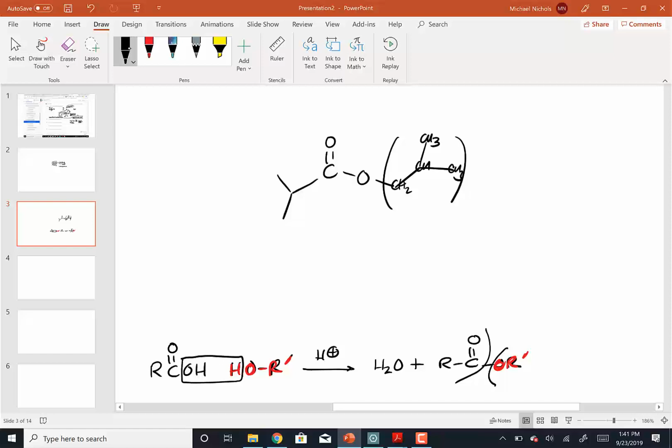It is isobutyl. 4 carbons total, so that makes it a butyl group. Is it a straight chained butyl? No, it's branched. Does it have an iso group? Yes. This is the iso group right here. The CH3, CH, CH3, so this is an isobutyl group. So the name of this is going to be isobutyl something. But that first word in the name is always the part that came from the alcohol.